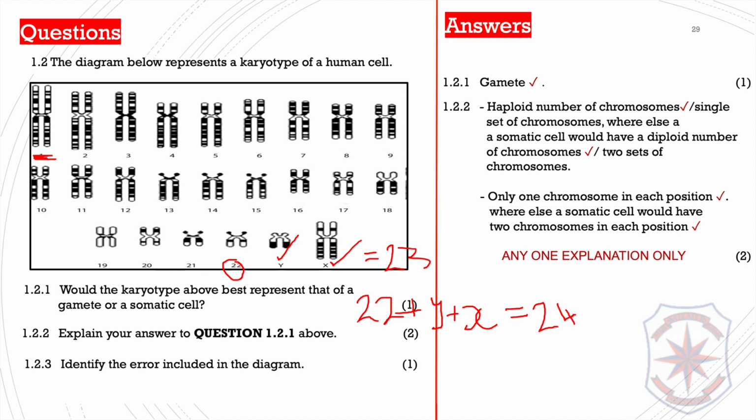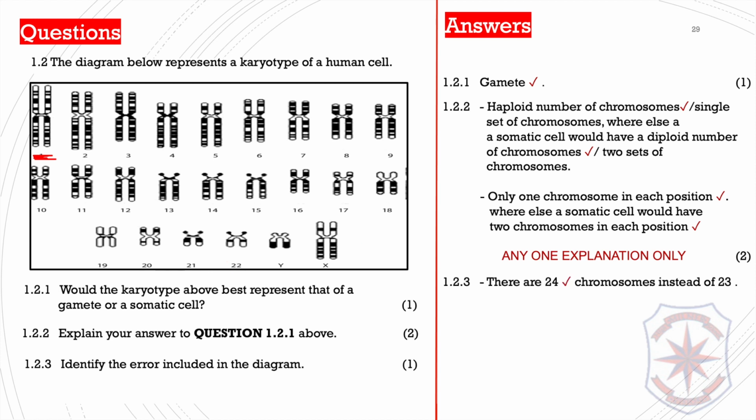And it should not be like that. A human gamete karyotype should contain either a Y chromosome or an X chromosome, 1 gonosome, not both. So that is the error that we identified earlier on. So how do we articulate this? You can either say there are 24 chromosomes instead of 23. That is the error. Or you can say that there are 2 gonosomes instead of 1. A gamete must have 1 gonosome. Remember, in each position we must have 1 chromosome. The same goes for position 23, we must have 1 chromosome, either the Y chromosome or the X chromosome. So we have only 1 here. We mark only 1 answer for 1 mark.